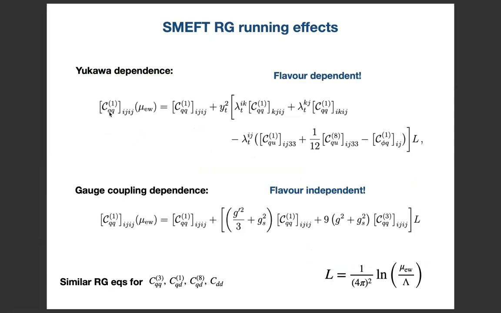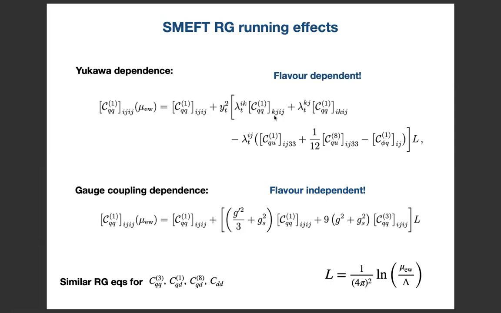This is one example of the solution for the RGs for the QQ1 operator. On the left-hand side, I have the Wilson coefficient of QQ1 at the electroweak scale. And on the right-hand side, I have the Wilson coefficients at the new physics scale. So all these Wilson coefficients are at the new physics scale. You can see that if we have an operator like QQ1 with flavor structure KJIJ, it can give rise to operator IJIJ at the electroweak scale.